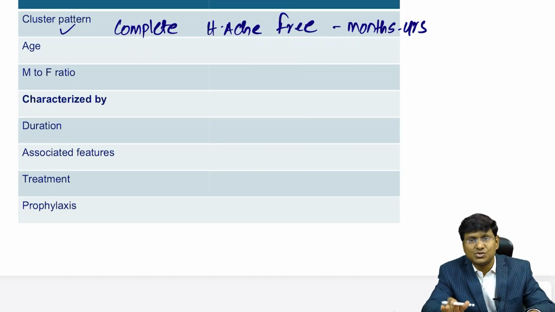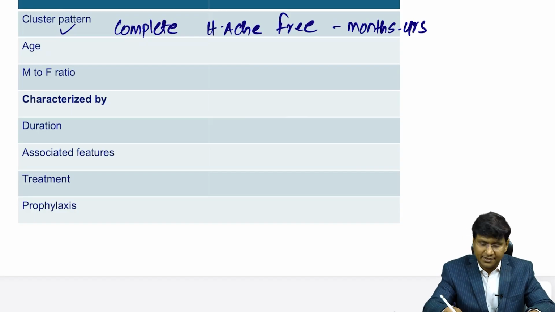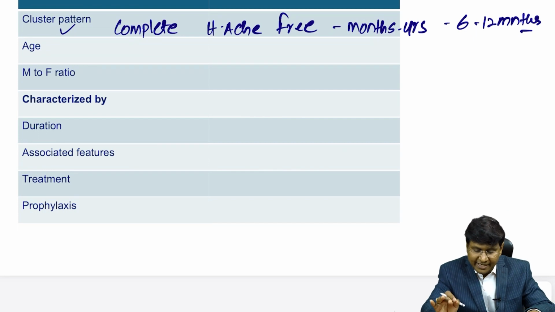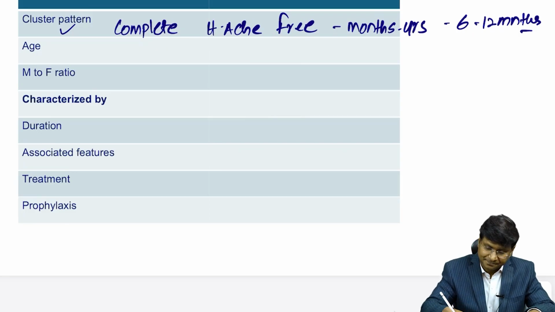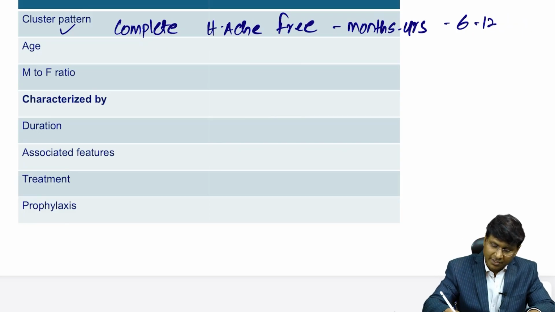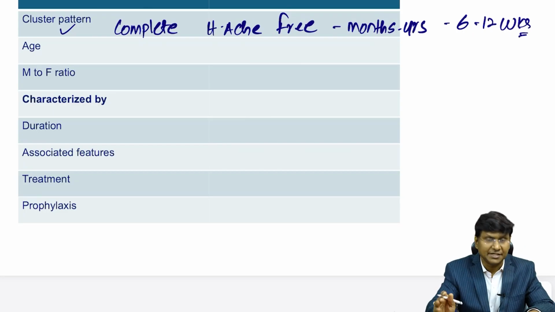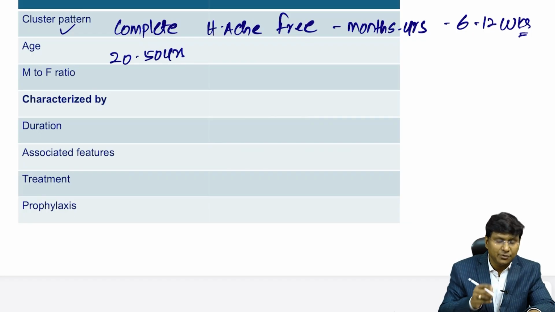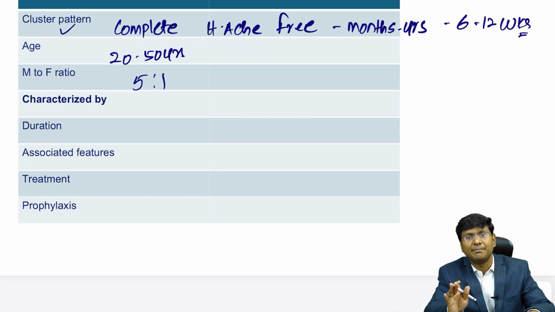And once these episodes appear, they will appear for nearly around 6 to 12 weeks. So they'll be completely headache free for months to years, and followed by that, for around 6 to 12 weeks, they'll be having continuous episodes. The age of the individual is around 20 to 50 years. And the male to female ratio, if you observe, is that it is more common in males compared to females.